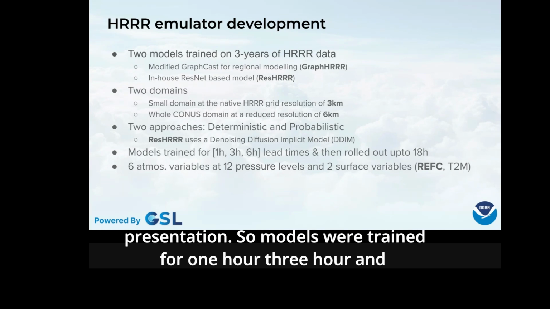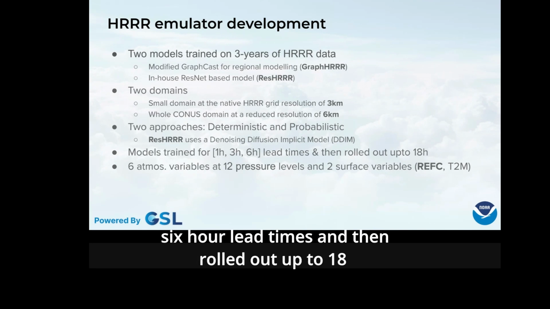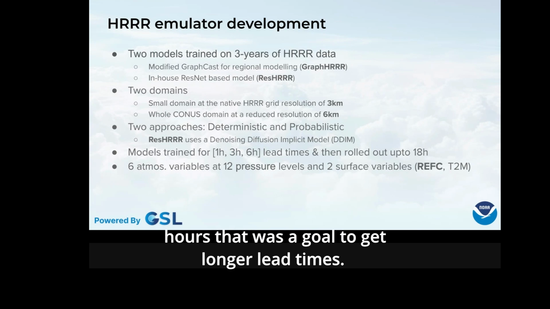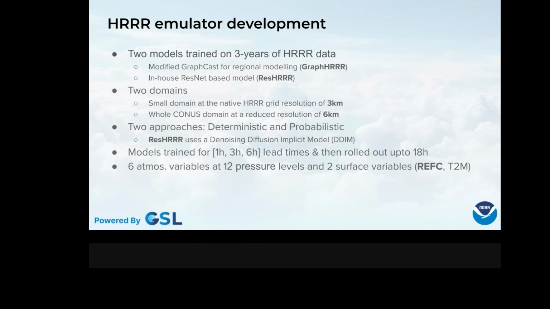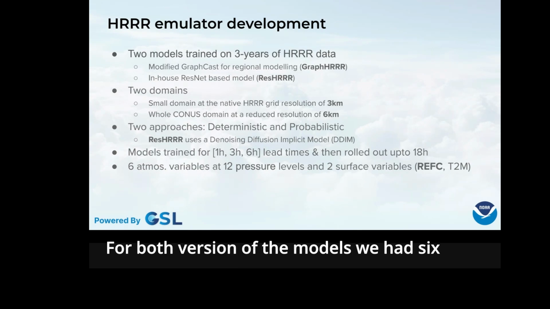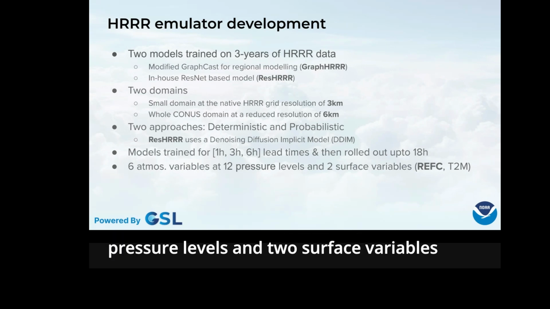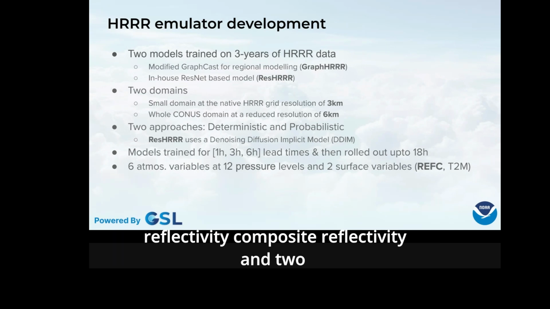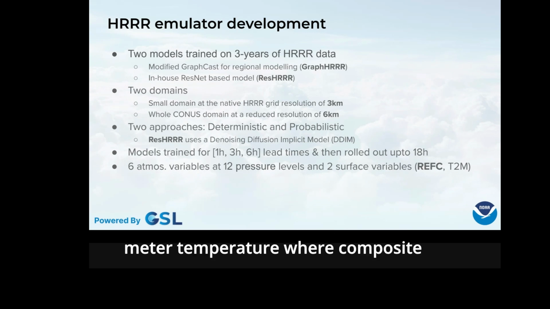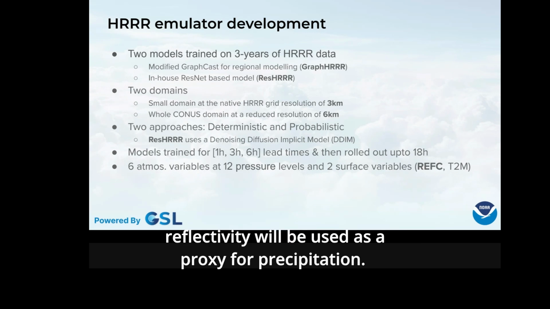So models were trained for 1 hour, 3 hour, and 6 hour lead times, and then rolled out up to 18 hours. That was the goal, to get longer lead times. For both versions of the models, we had 6 atmospheric variables, 12 pressure levels, and 2 surface variables, composite reflectivity and 2 meter temperature, where composite reflectivity will be used as a proxy for precipitation.